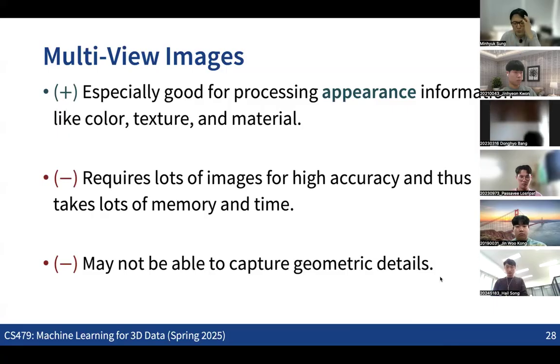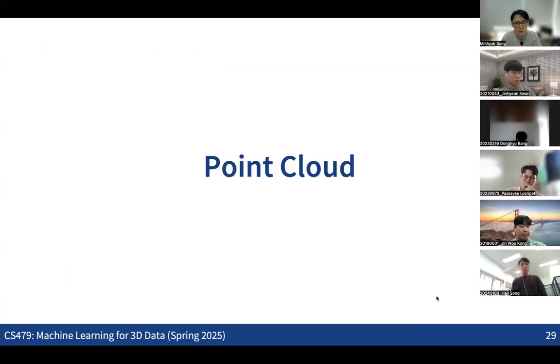So that was also the motivation in terms of what other representations we need to explore, in terms of the efficiency of processing and also generation. The other type of representation that people started to look into for deep learning techniques was the point cloud.